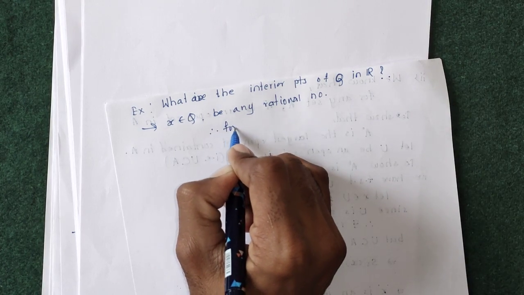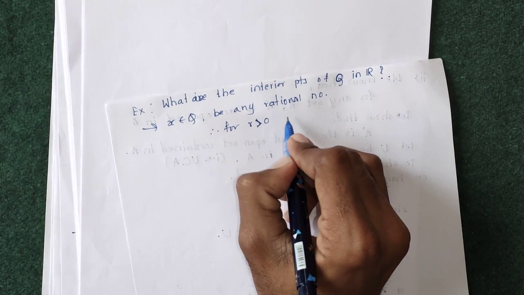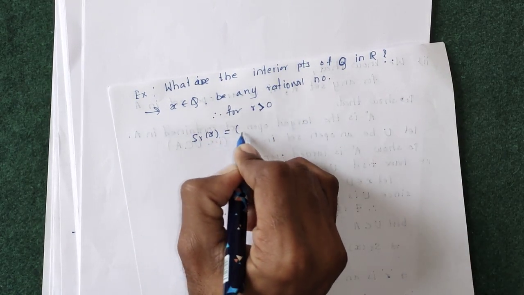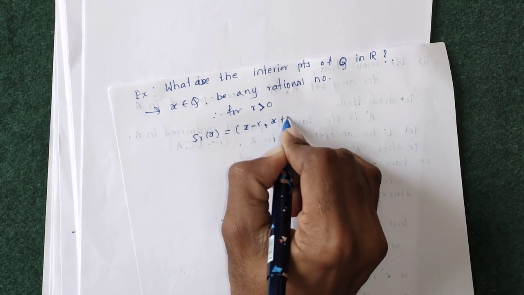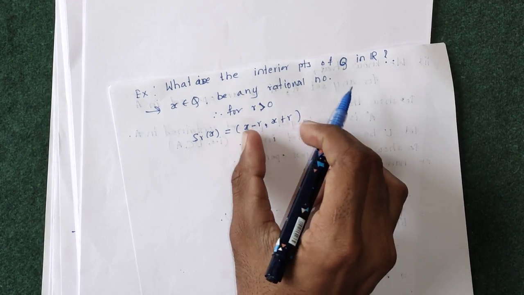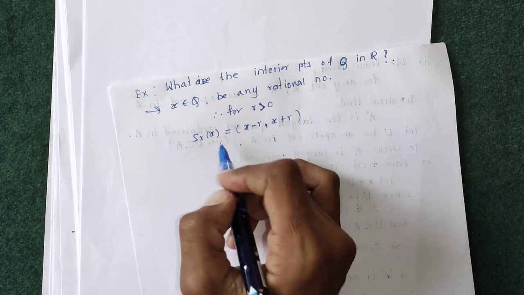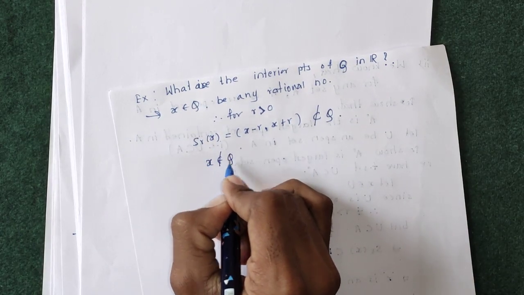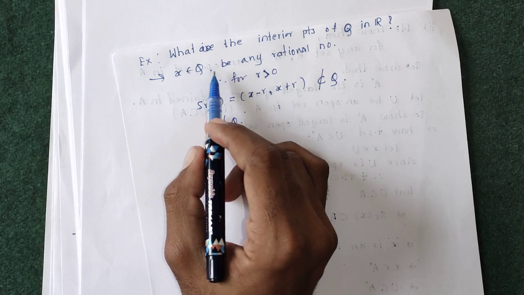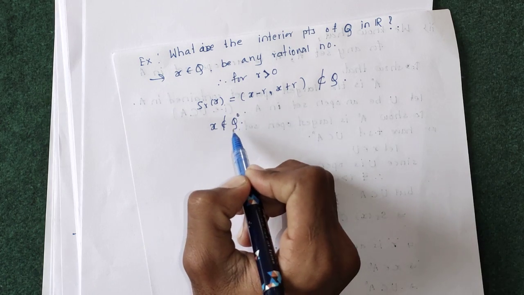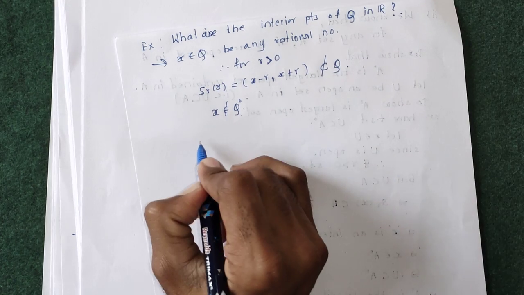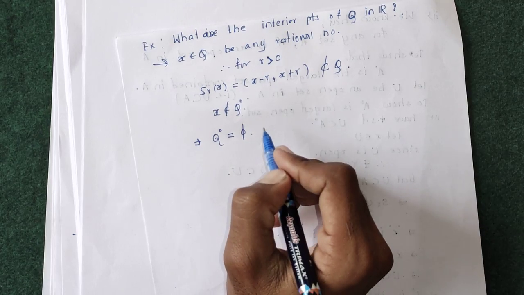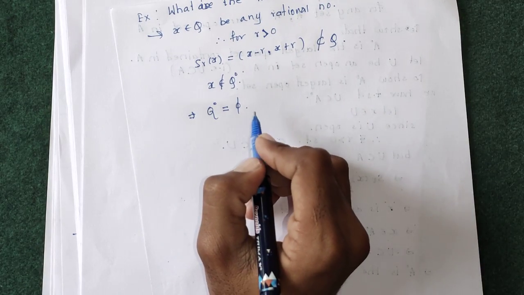Therefore for any small radius r greater than 0, the open sphere in R is an open interval, so S_r(x) is (x minus r, x plus r), and this open interval contains some irrational points. So this open sphere does not totally lie inside Q, hence x is not an interior point. So any arbitrary element of Q is not an interior point of Q. This implies that the interior of Q in R is the empty set.